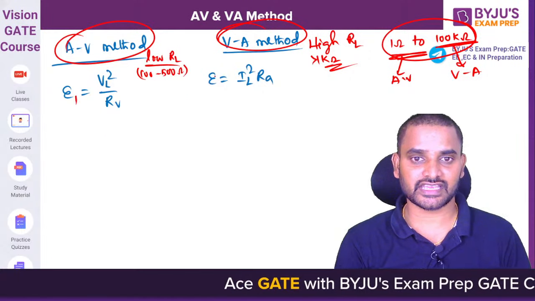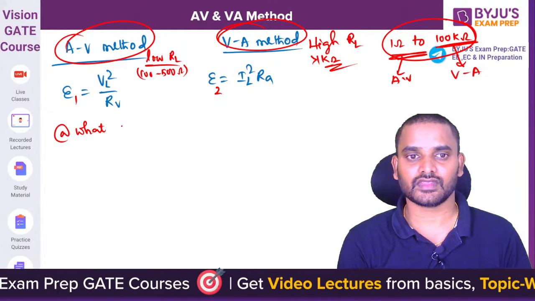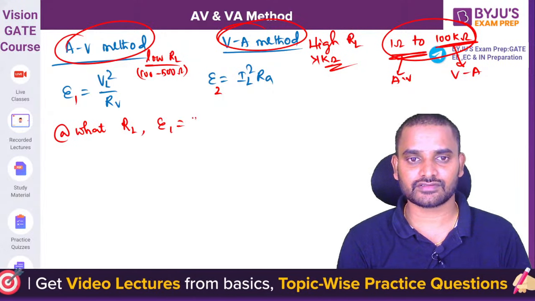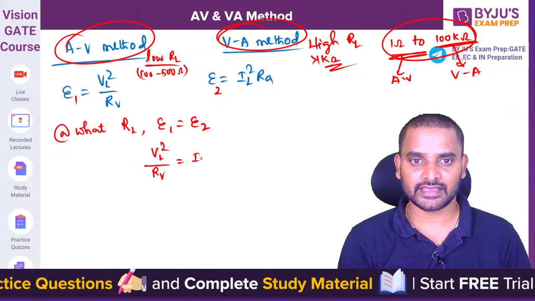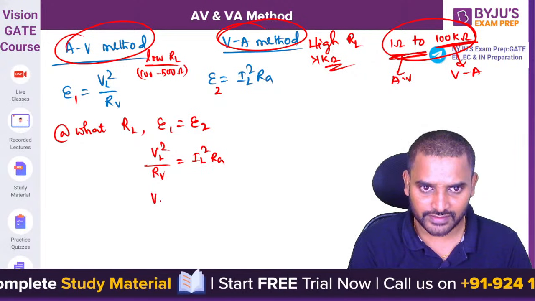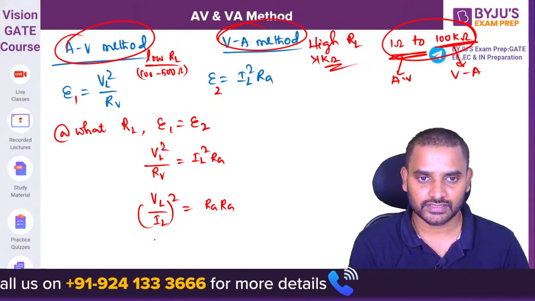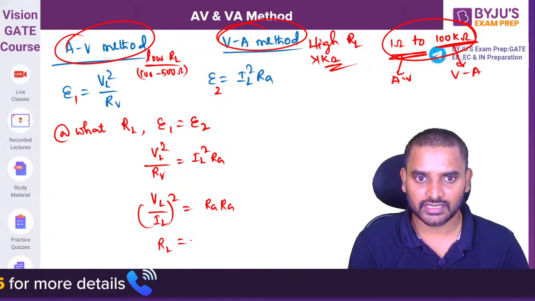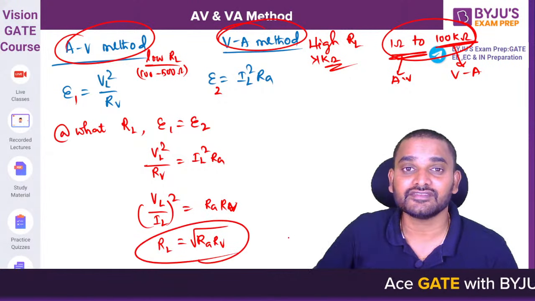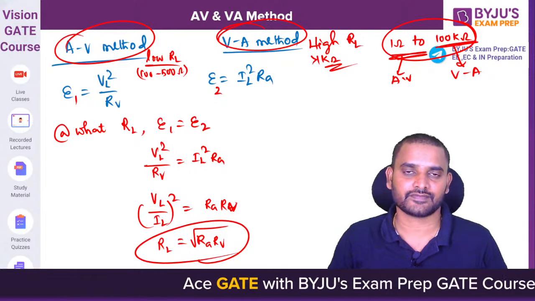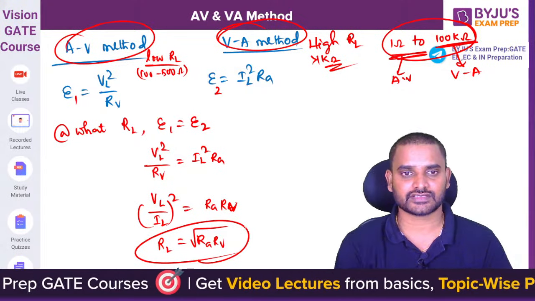So here, error in first case, error in second case. At what load resistance, at what RL, is E1 equal to E2? I can equate them, VL square by RV and IL square into RA. If you write, VL by IL whole square is equal to RA into RV. So VL by IL is equal to RL, and this will be root of RA into RV. Geometric mean of ammeter resistance and voltmeter resistance. This is the point where both the methods will give equal errors.